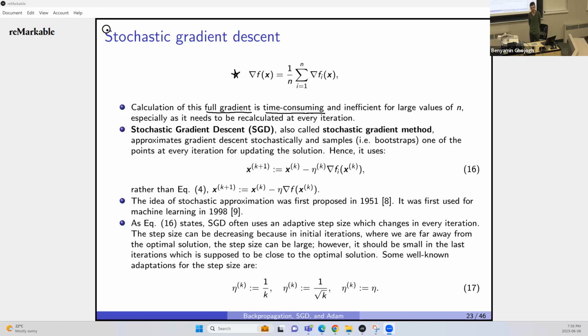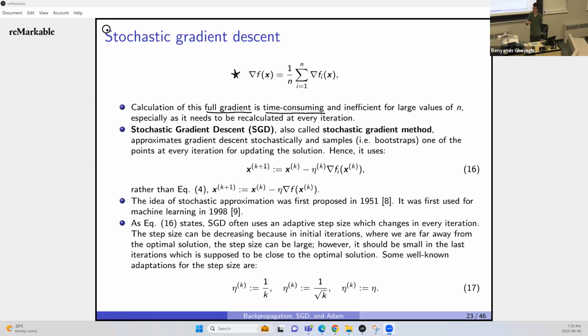Exactly. In gradient descent, we go over all. So n is, you can see it as the number of training points. Okay, training data points. So when we say the full gradient, it means we calculate the gradient for all of the data points, and that is time consuming. This is what gradient descent does, and that's why usually gradient descent itself is not used in backpropagation.